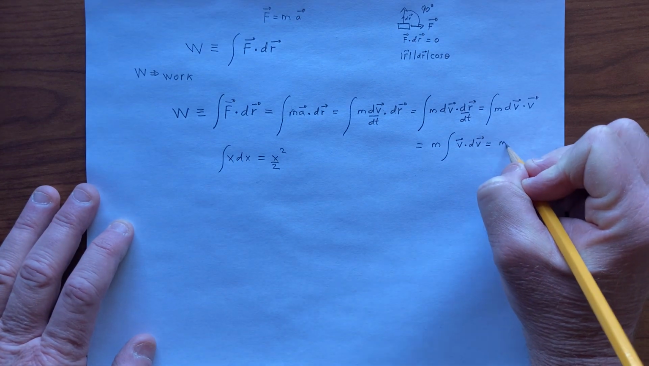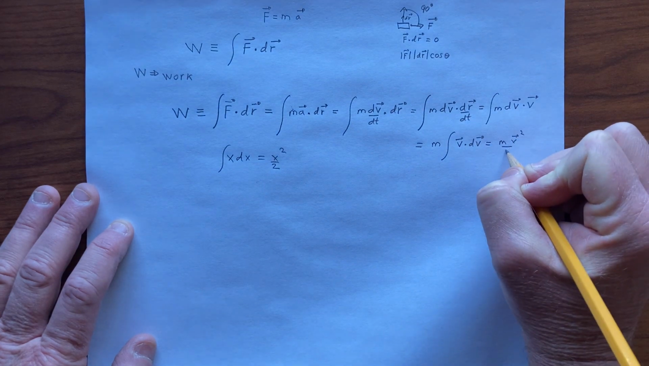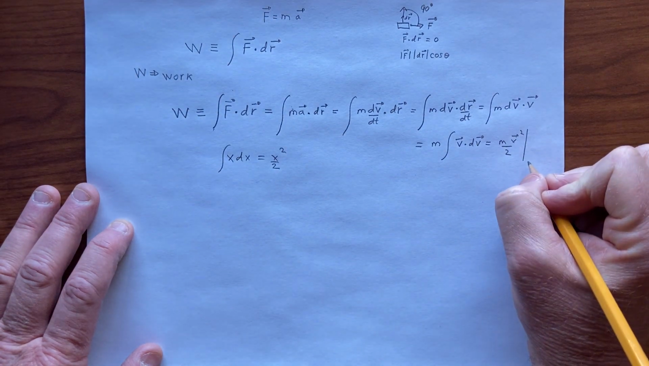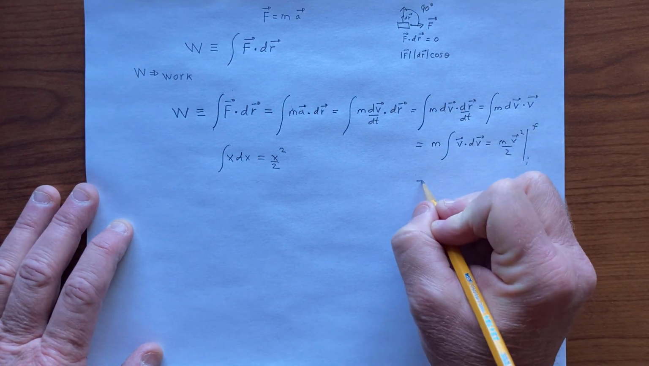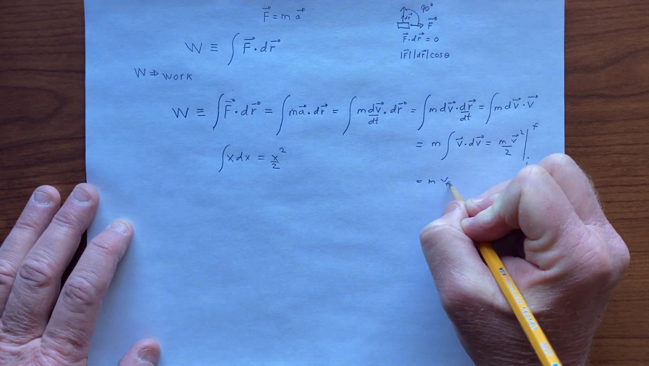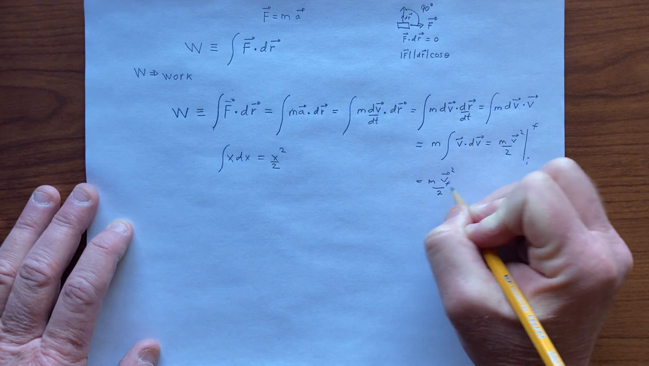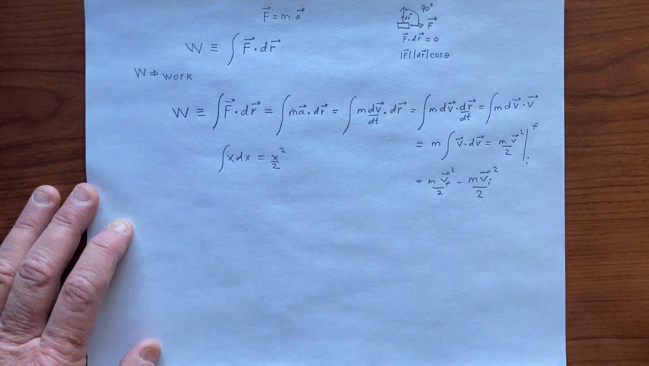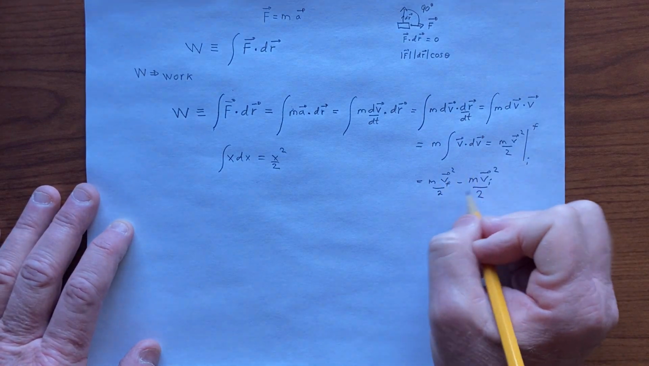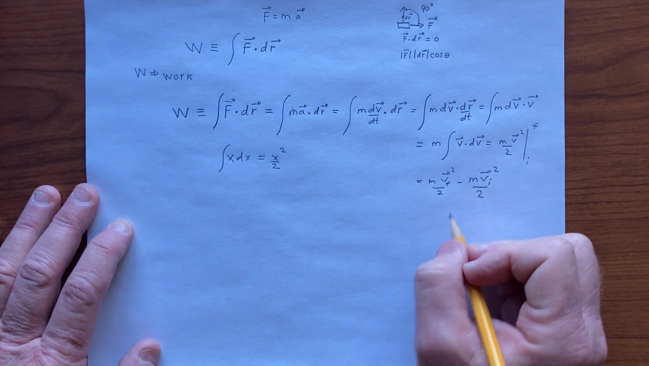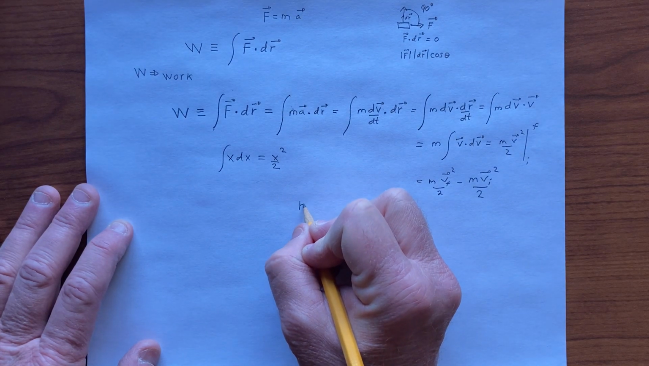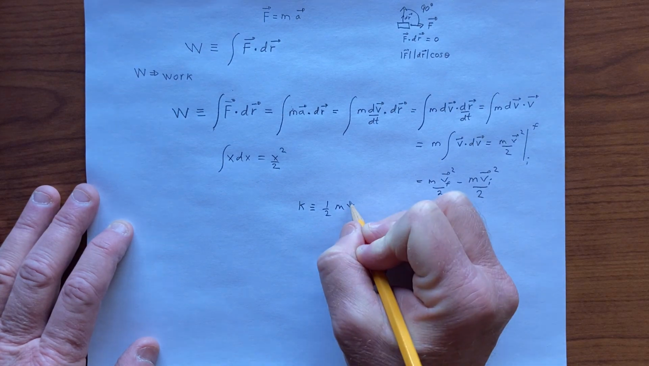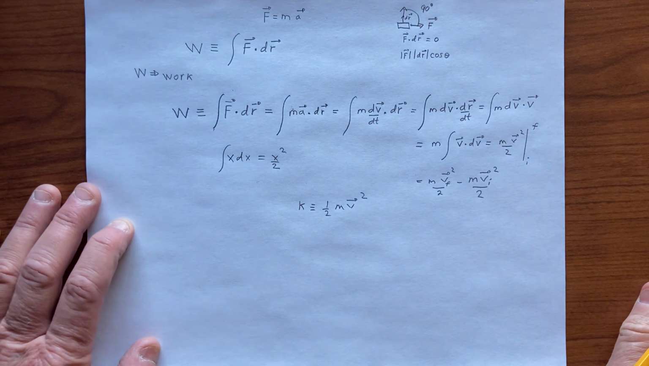And so I get m v squared over 2 as the result, and I'm integrating from some initial to some final point. So it's initial to final, and so this becomes m v final squared over 2 minus m v initial squared over 2. And so this quantity, mv squared over 2, is what we call kinetic energy, and the symbol for that is K. So K is what we mean by this quantity.